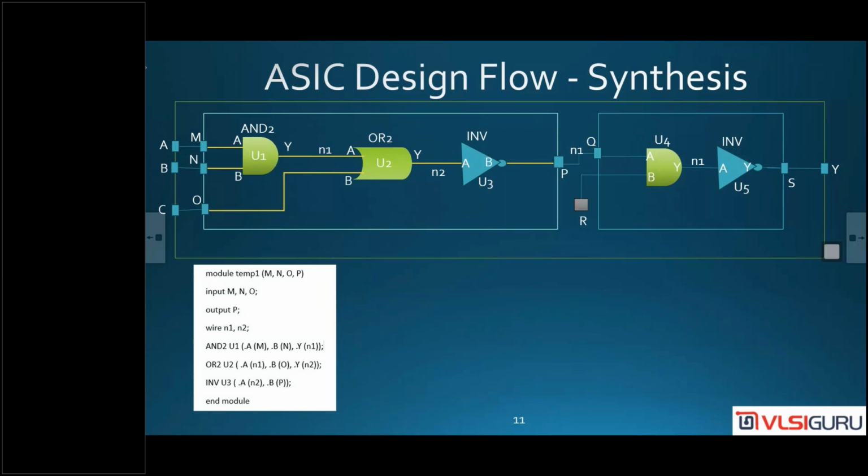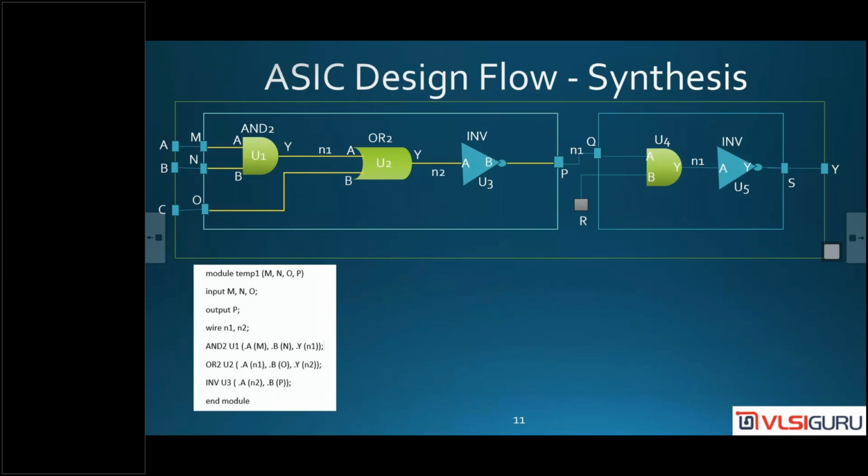For one block we have written this. This is called what? Gate level netlist. It does not have any assign statement. It does not have any case or if. It has gates and their connections. Only gates and their connections should be in the netlist. No other syntax.